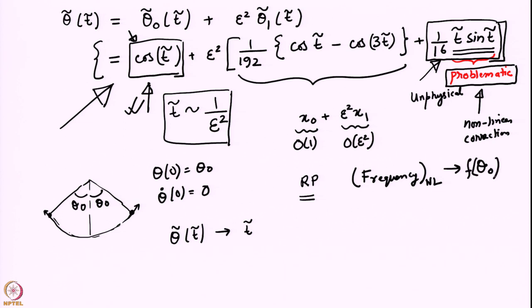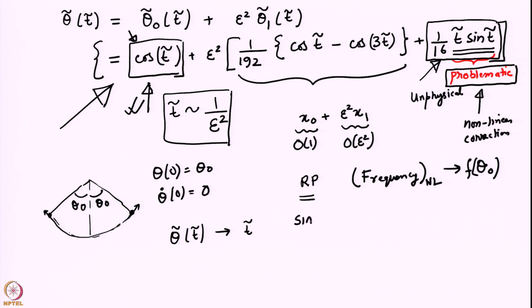In fact, we had found that it is a complicated function of theta naught given by an elliptic integral. We had calculated an approximation to that elliptic integral, and we had found a correction, the first nonlinear correction which was found earlier. Now you can see that in order to understand why this is happening, I will take a simple example.